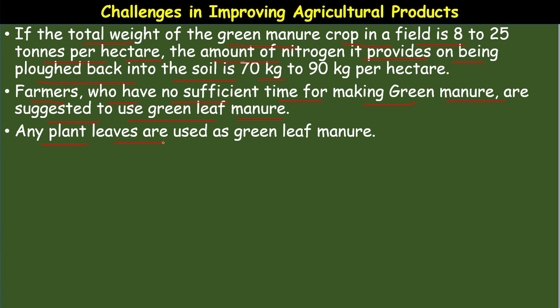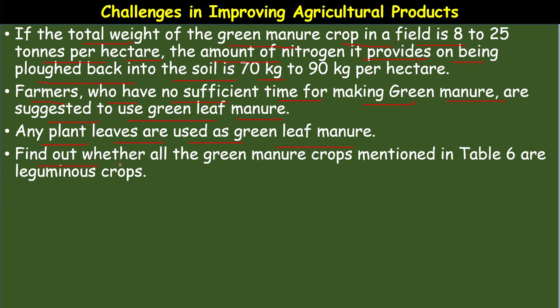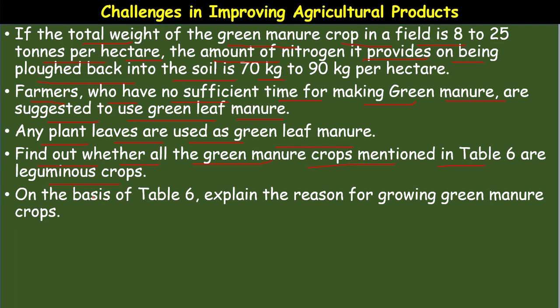Okay, any plant leaves are used as green leaf manures. So, find out whether all the green manure crops mentioned in table 6 are leguminous crops or not. Okay, most of them, 80%, are leguminous crops only. On the basis of table 6, explain the reason for growing the green manure crops. Okay, they add nitrogen to the soil.